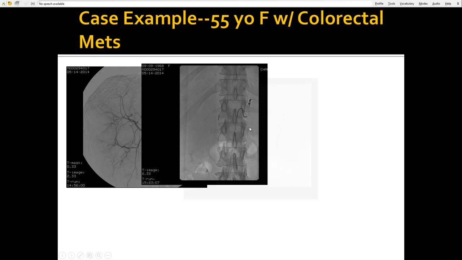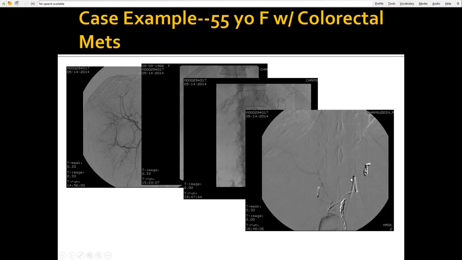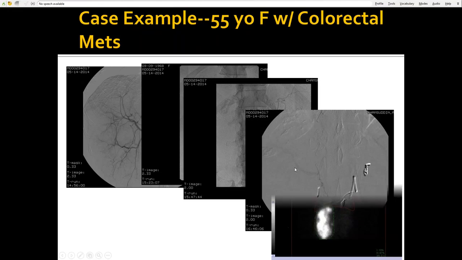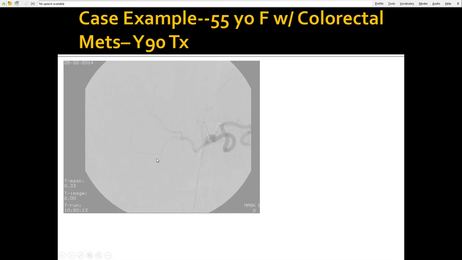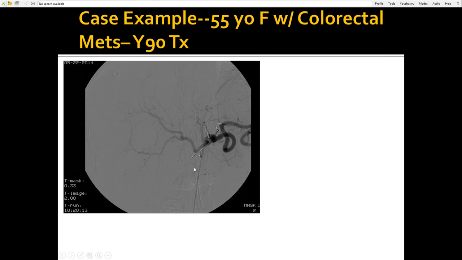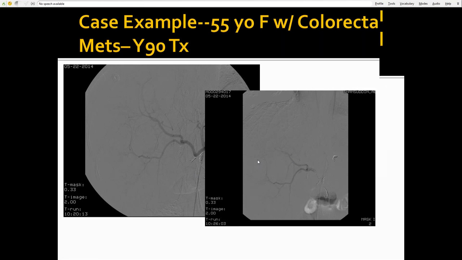So we took out a left hepatic artery, take out the gastroduodenal. If you can get into the right gastric, try and take that one out as well. Then you do your lung shunt fraction in this patient, which was fine, and then you bring the patient back a little bit later and do the actual treatment 2 weeks later. So she underwent treatment here, utilizing your microcatheter.